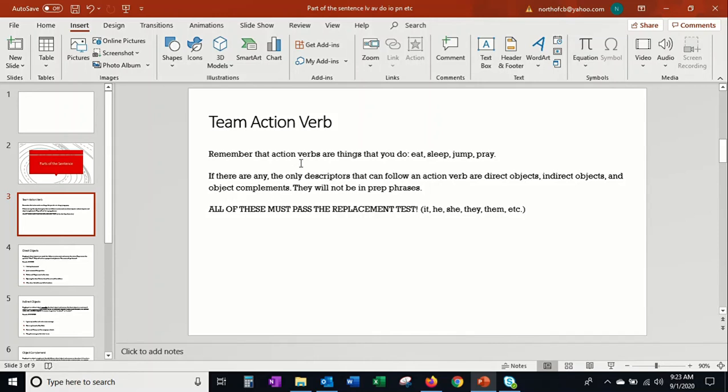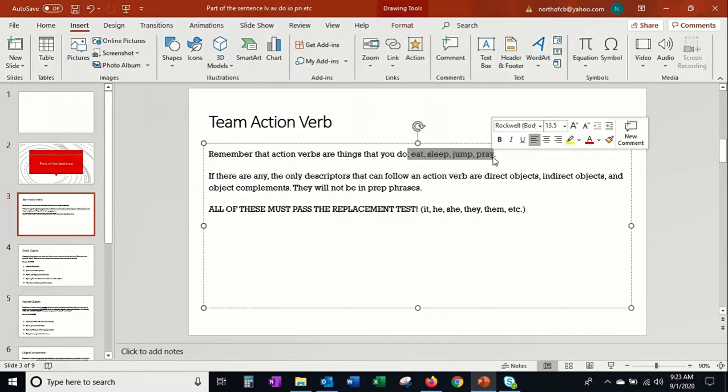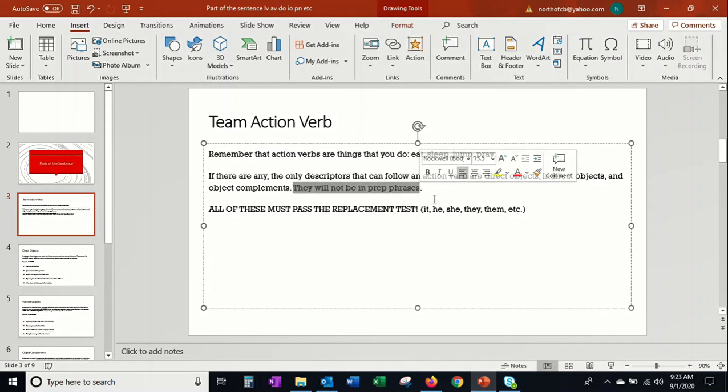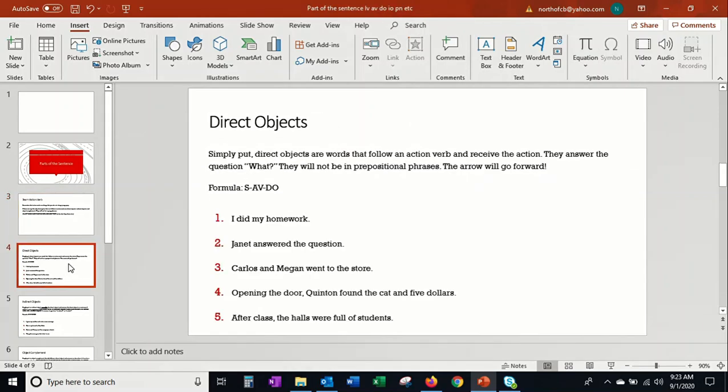Do notice a couple of things. First of all, action verbs are actions, right? Eat, sleep, jump, pray. These are action verbs. Do notice that our players will never be in prepositional phrases. That's true of both types of verbs. And we're going to talk about the replacement test later, okay? So let's look at an example.